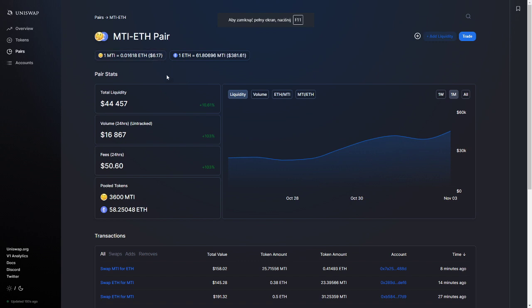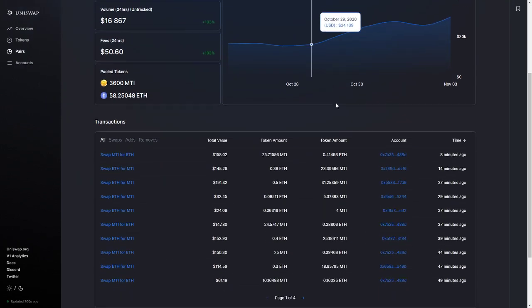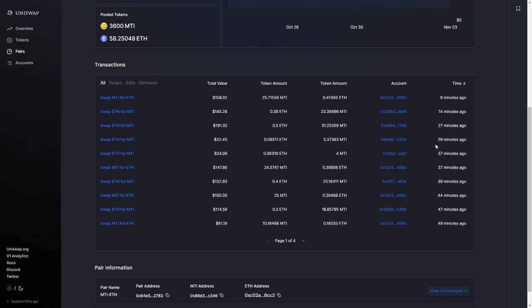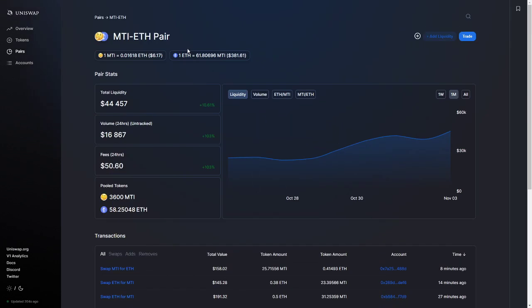As you can see here, the price is now $6.17. Oh, it's going high. As you can see, it's growing up, and in the last minutes we have many transactions guys. So now is the perfect time to invest your funds in MTA. So I will invest with my own money also here, and yeah, it will really grow.